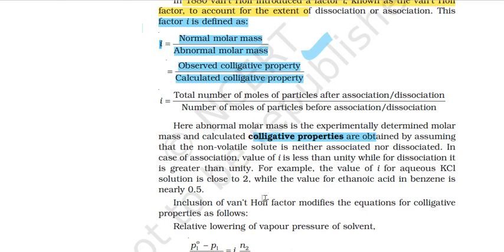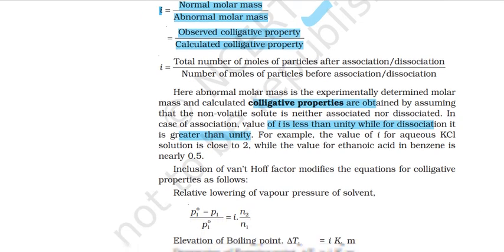In case of association, the value of i is less than unity, while for dissociation, it is greater than unity. i is basically normal molar mass divided by abnormal molar mass. ठीक? या फिर observed colligative property. अगर हम dissociation देख रहे हैं, तो जो हम observe कर रहे हैं, it's more, right? So dissociation के केस में i will be greater than 1. In case of association, i will be less than 1. और जो हमारे पास ideal solutions होंगे, i will be equal to 1.